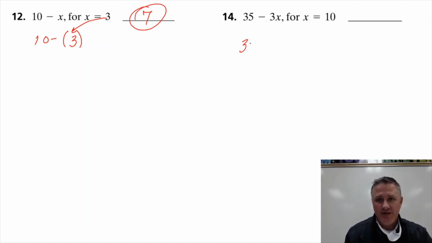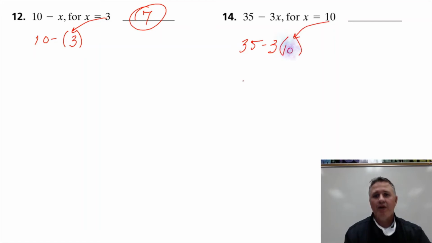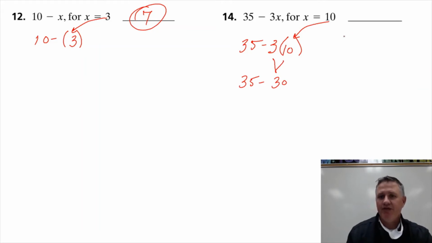This guy, 35 minus 3. Now again, if I didn't use parentheses, it'd say 310. But present box, I put the presents in the box. I realize that that's multiplied by 10. So 35 minus 3, or 3 times 10. What do you think we do? We do multiplication first because of PEMDAS. So 3 times 10 is 30. Bring everything else down. 35 minus 30 is 5.